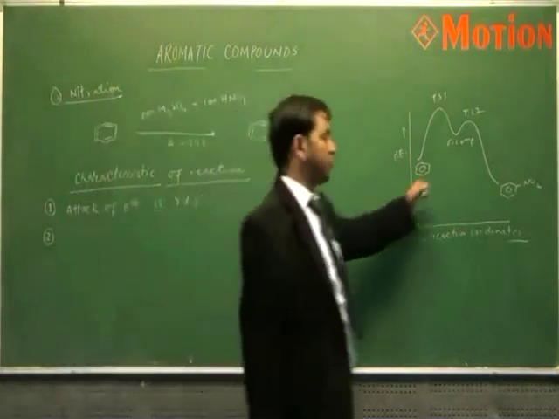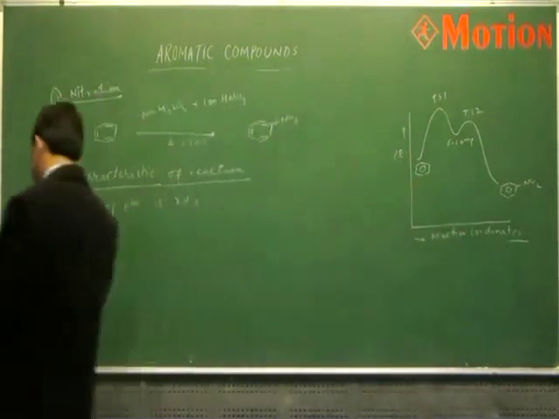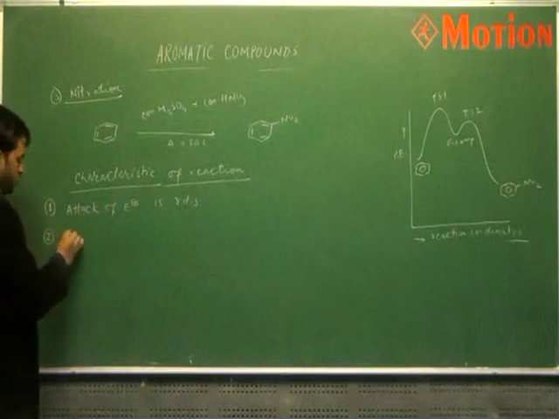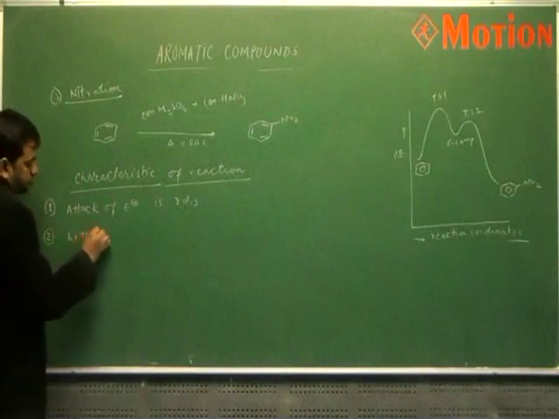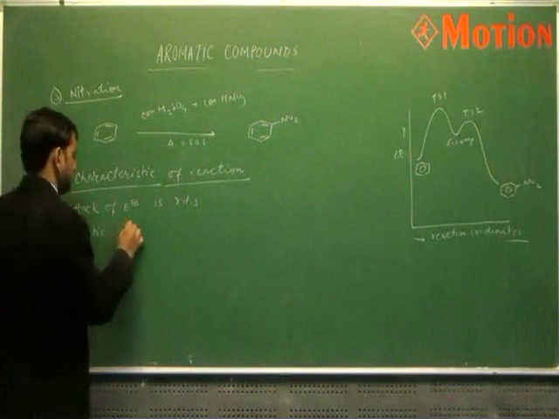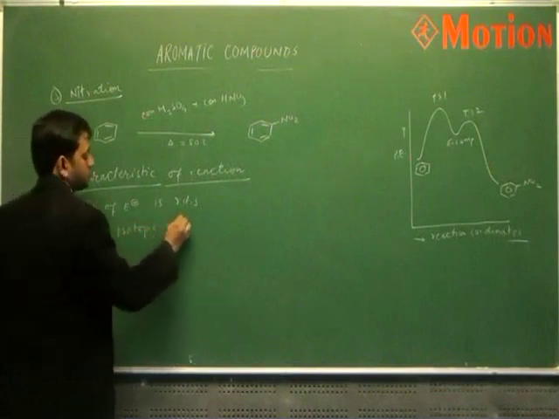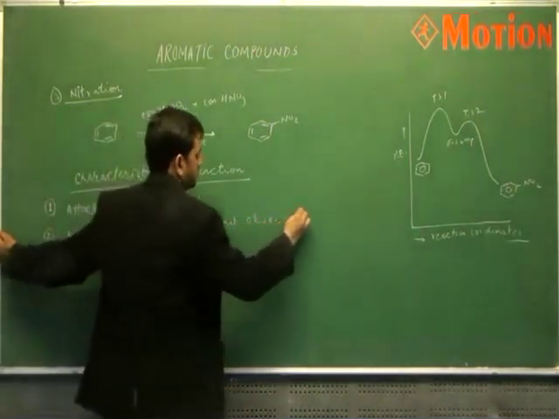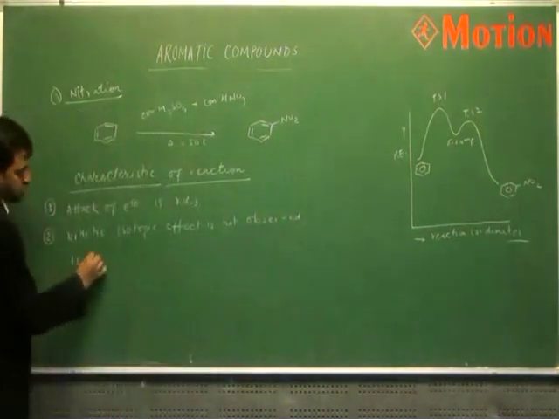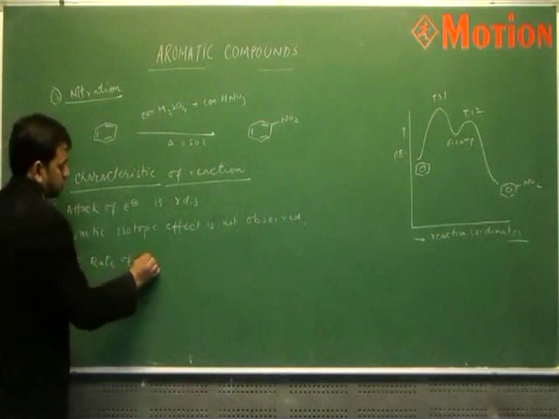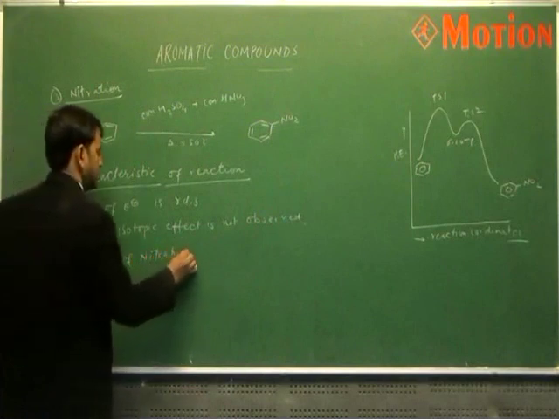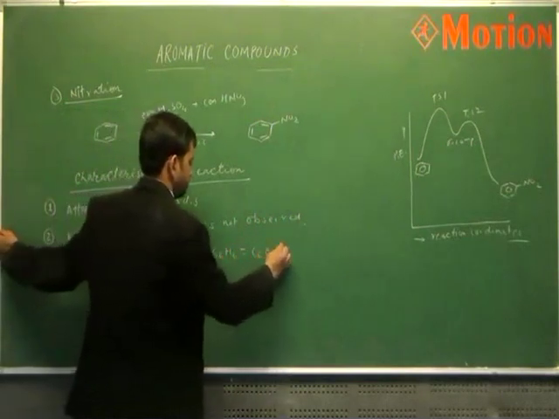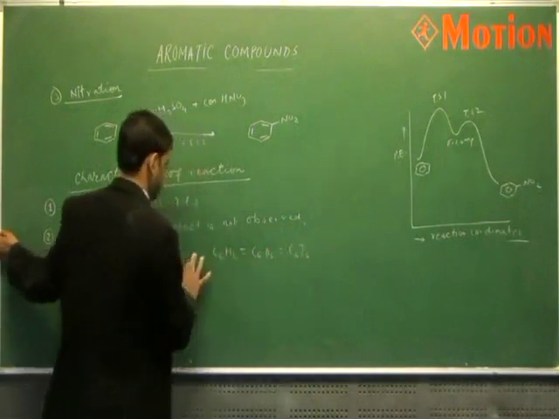And one more thing is, no kinetic isotopic effect is observed, means the rate of reaction of C6H6 and rate of reaction of C6D6 is similar. Kinetic isotopic effect is not observed, that is, rate of nitration of C6H6 is equal to C6D6.